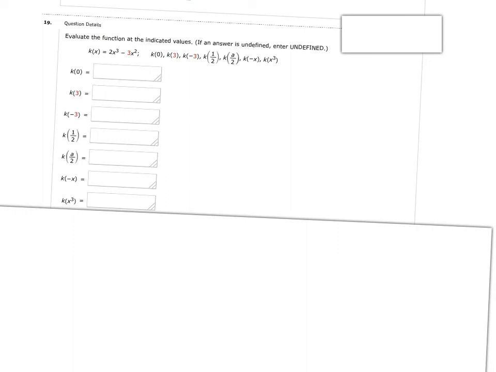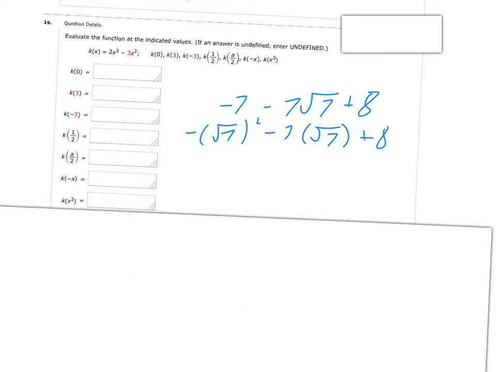All right, next up here on number 18, I just wanted to highlight a couple of these. I guess let's do this one. So this would be negative rad 7 squared minus 7 times rad 7 plus 8. Now, on this one, PEMDAS says that we should do rad 7 squared first, which is 7, and then make that negative. So it's different than if the negative was inside, and then this would be minus 7 rad 7, and then plus 8. So I would just simplify that to say 1 minus 7 rad 7.